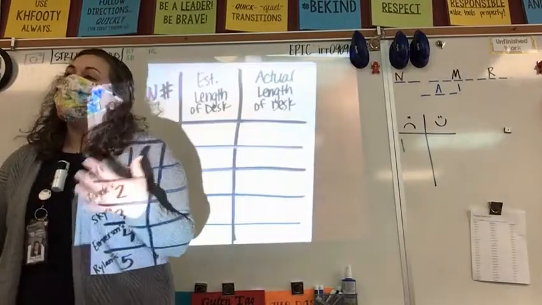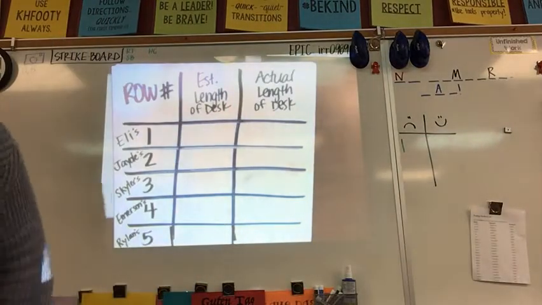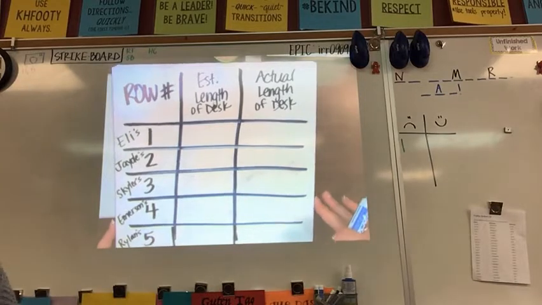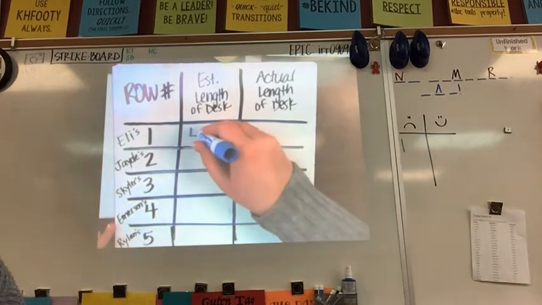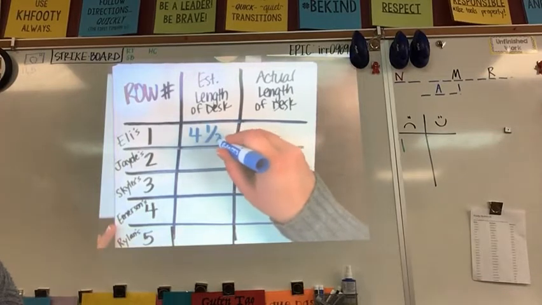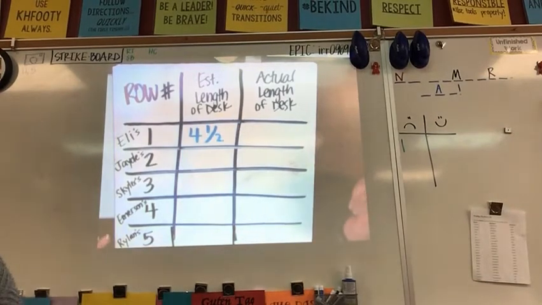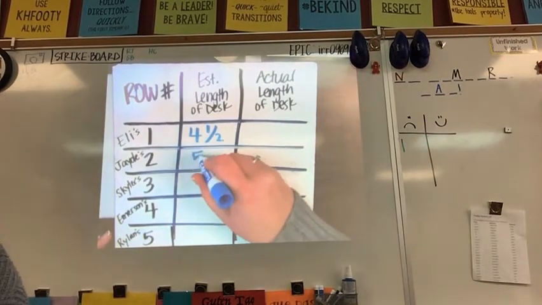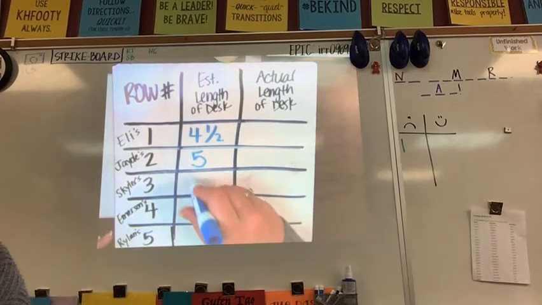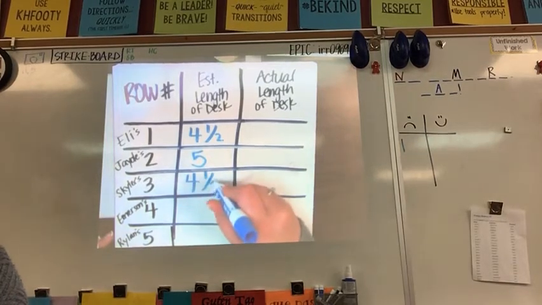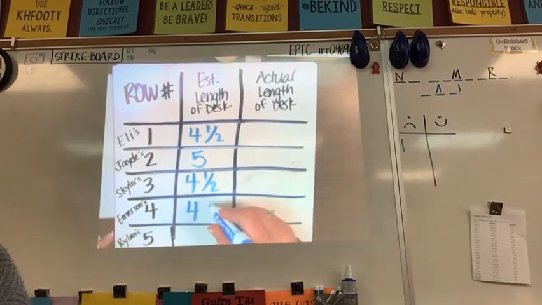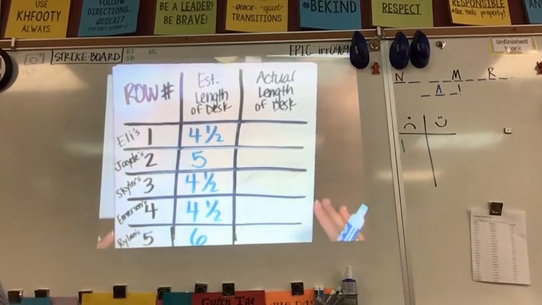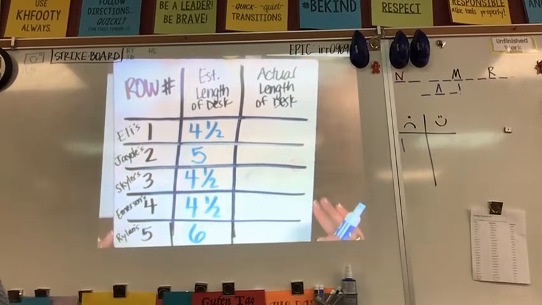Okay, so I'm going to let my front person in each row go ahead and report what your team decided. So Eli, what is your row's estimate? 4.5. So they think it's going to be 4.5 pencils wide. Okay? Jade, what does your row think? Maybe 5 pencils wide. Skylar? 4.5. They also think 4.5. Emerson? 4.5. Oh, I'm spying a trend here. Rylan? 6. So these are all pretty close, right?